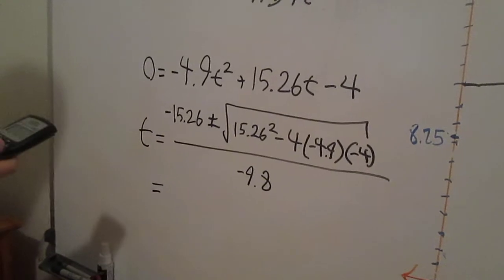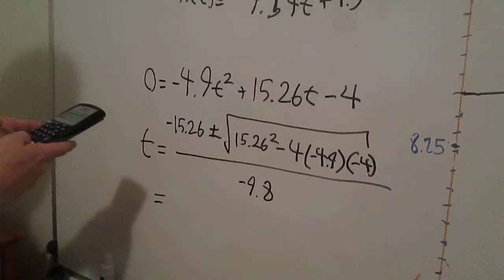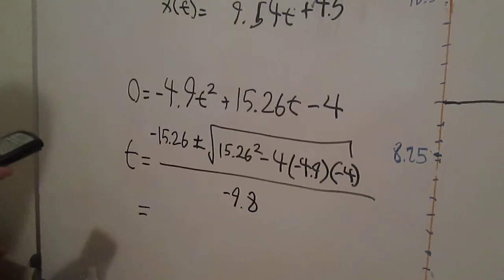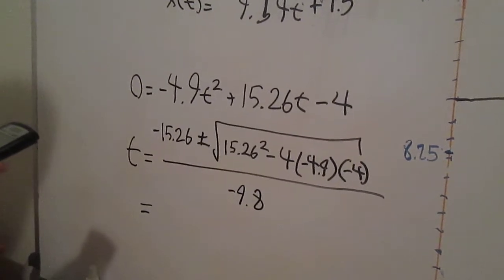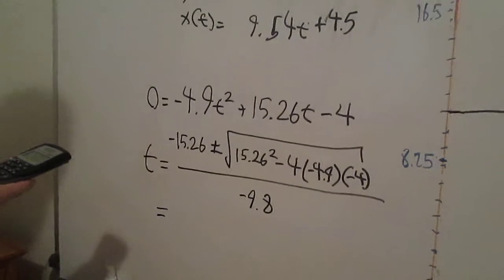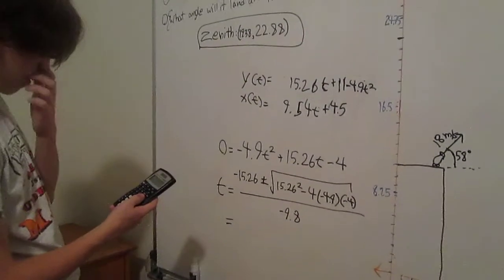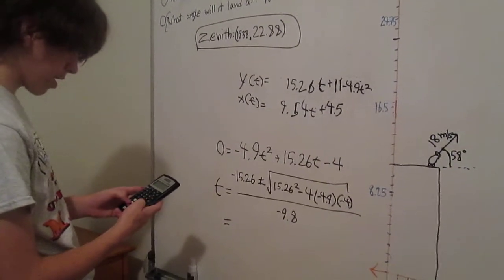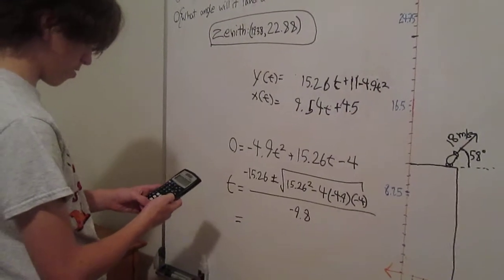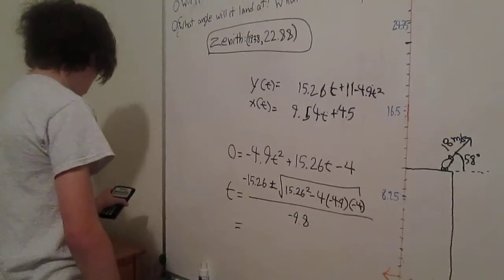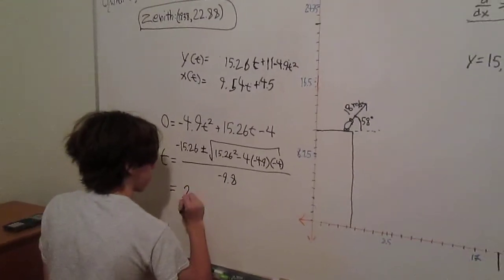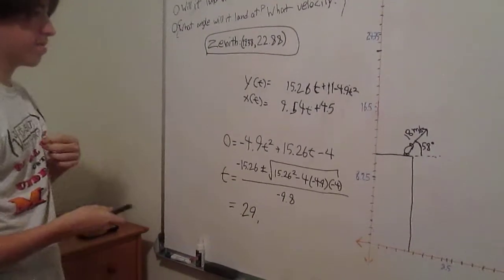Okay, so negative 15.26, I'm going to do plus first, plus the square root of 15.26 squared minus 4 times negative 4.9 times negative 4. And then I get the answer, negative 2.83, but then I have to divide the answer by negative 9.8. Okay, I wrote negative wrong. There's different symbols for minus and negative for some reason. Okay, so I get 0.29. 0.29 seconds. That's very quick. 29 hundredths of a second.